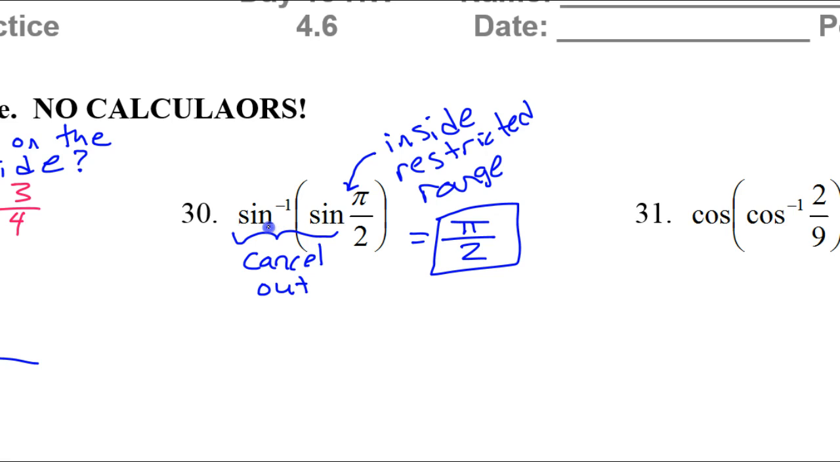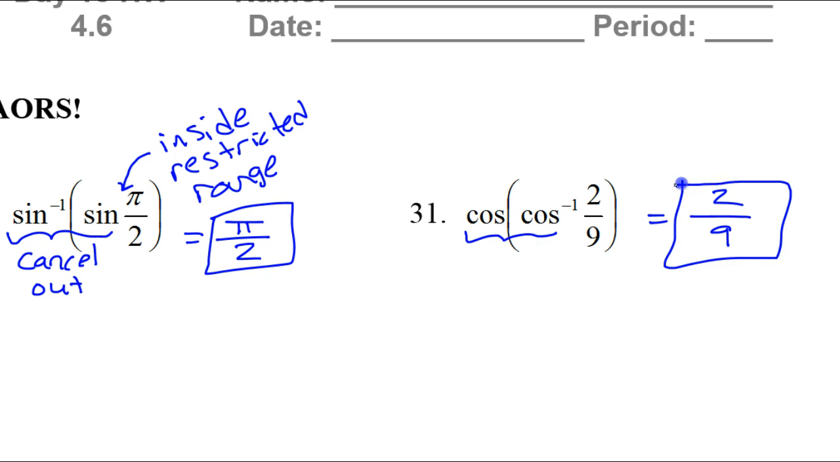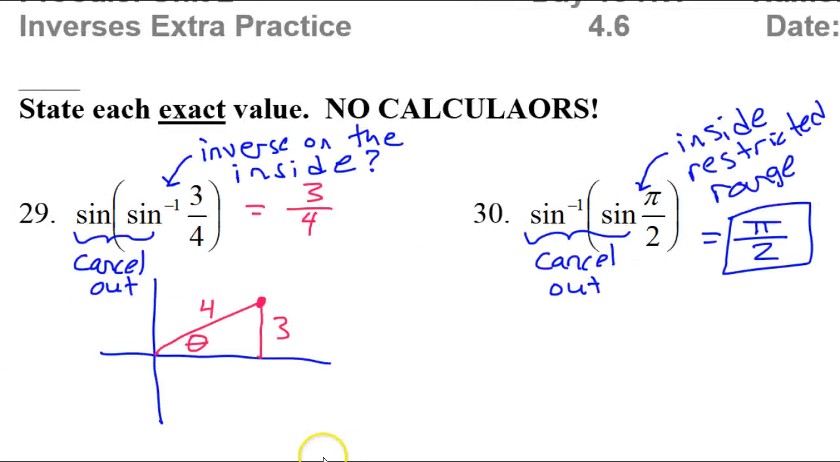If the inverse trig function is on the outside, just make sure that the angle on the inside is inside the restricted range. Then you can go ahead and cancel these out. Okay, so looking at number 31, see how the inverse trig function is on the inside? Then you can go ahead and cancel these out. These are going to undo each other. The answer is going to be 2/9. You don't have to draw any pictures or anything like that.